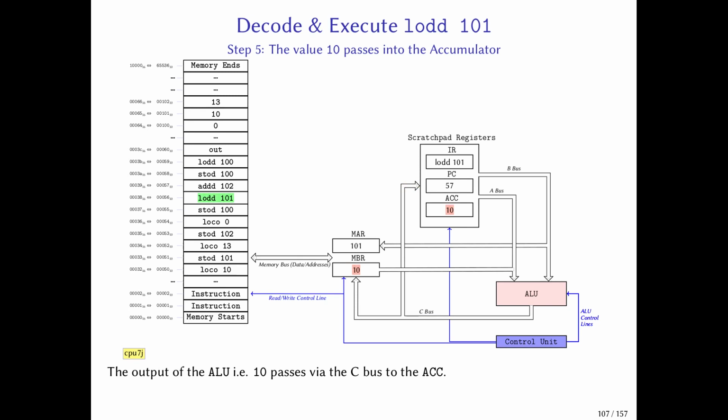So that's the 7th machine code instruction executed, and effectively when we have fetched, decoded and executed that, the effect of executing that is to take the value 10 from main memory where it's stored in cell 101 and bring it into the accumulator.